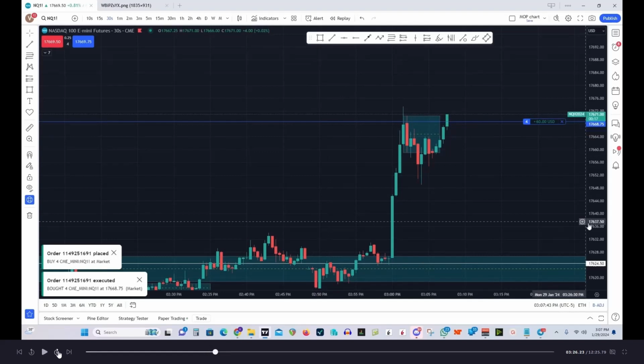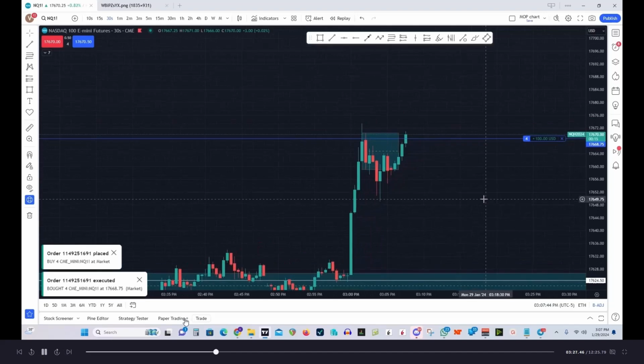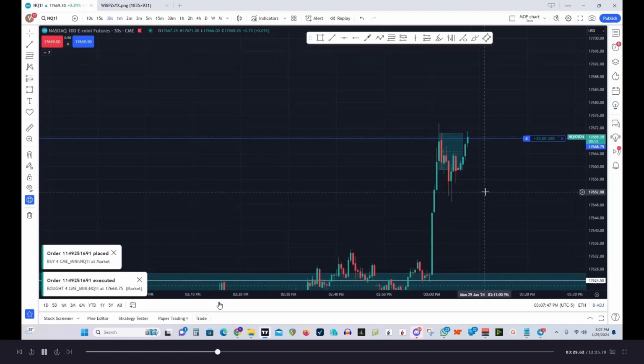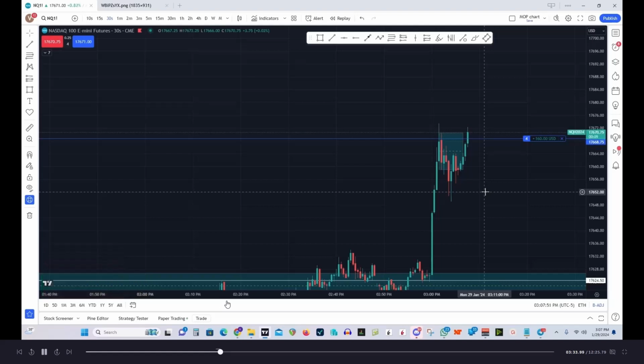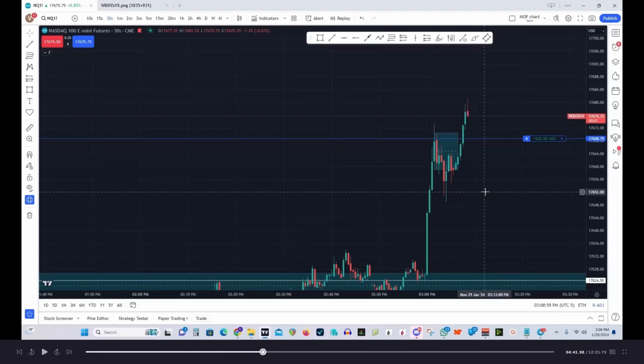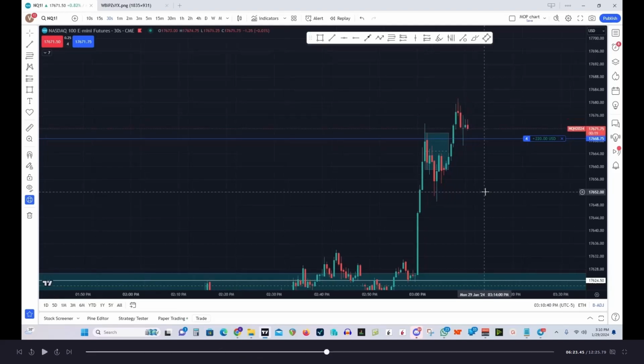Yep. So I saw the 3 push pattern, so I took the trade, meaning that it's going to continue to go up. And yeah, so let's fast forward a little bit. And as you can see, that was the right call. You know, it pulled back a little bit, pulled back into that order block right there.